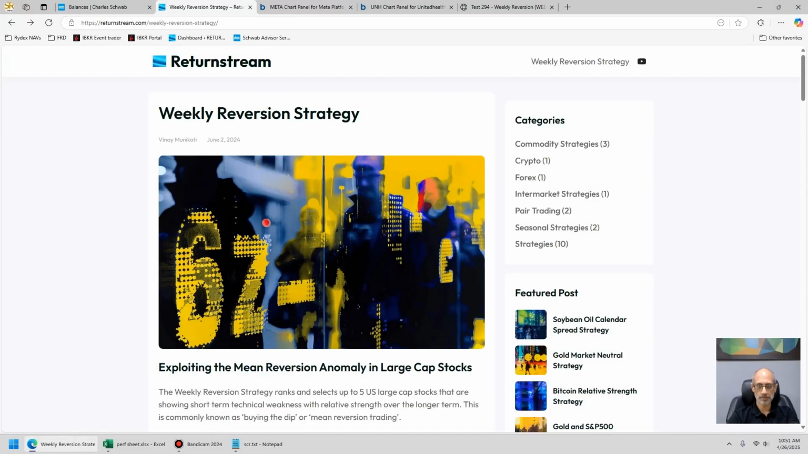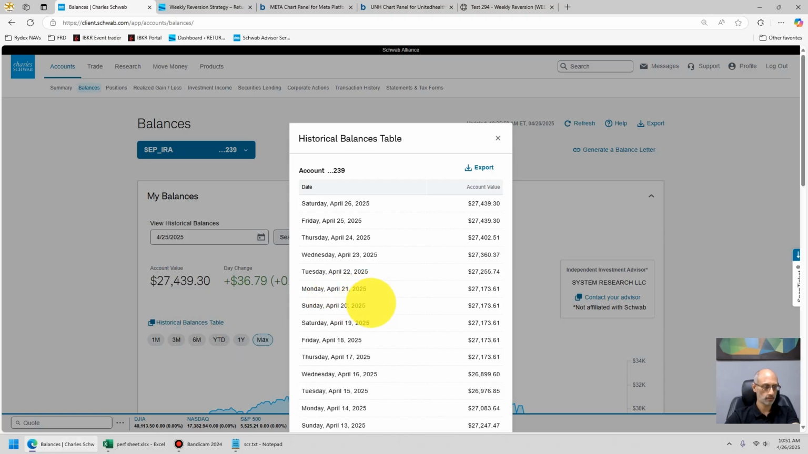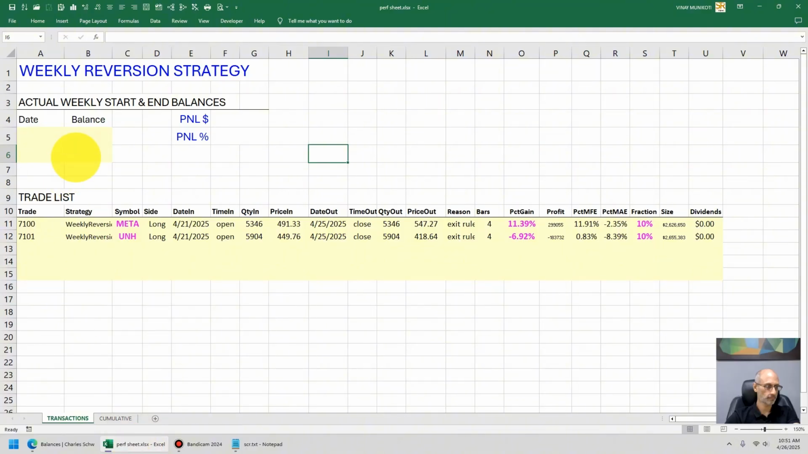This is the performance summary for week 17 of 2025, which was the week ending April 25th. Let's start by inputting the starting and ending balances. Starting balance was the one on Friday, April 18th. And the ending balance was on April 25th.